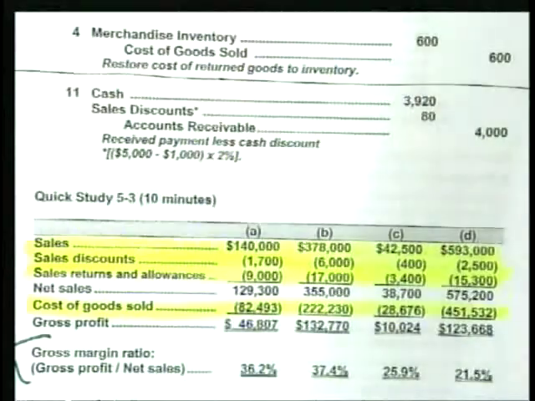And then what they wanted you to do was compute the gross margin ratio. Now, what is the gross margin ratio? The gross margin ratio is the gross profit divided by net sales. Okay? Now, which one of these has the highest gross profit or gross margin ratio? B, right?